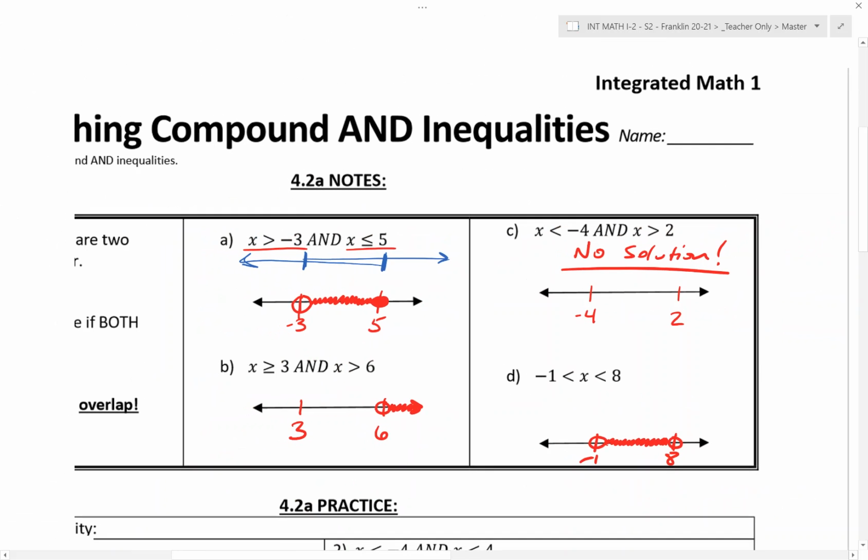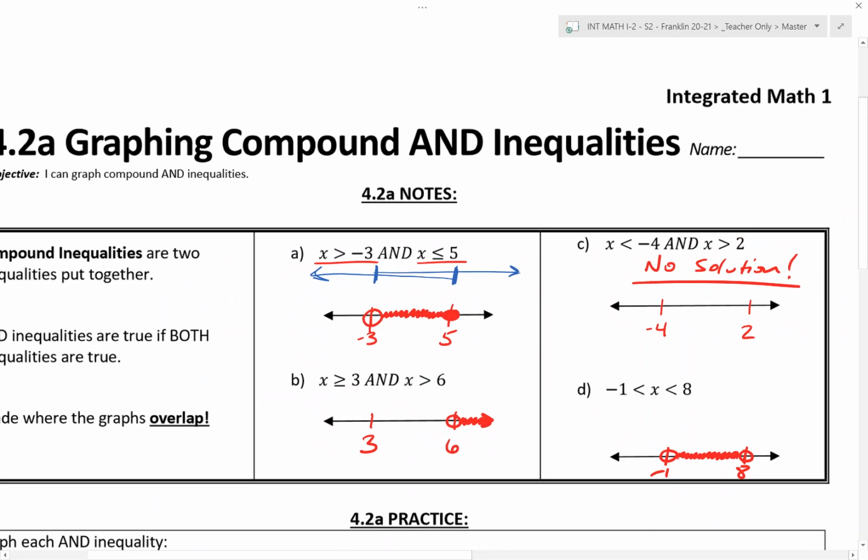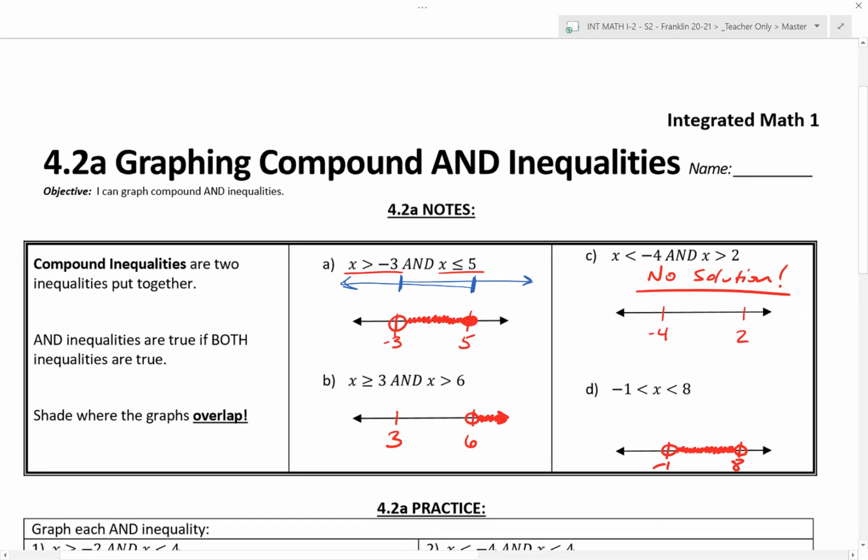So there you have it, really quick notes on graphing compound "and" inequalities. Remember, you're shading all the numbers that make both of the inequalities true.